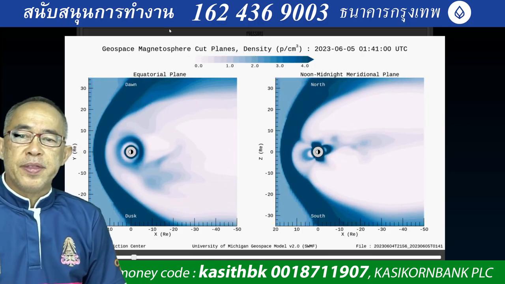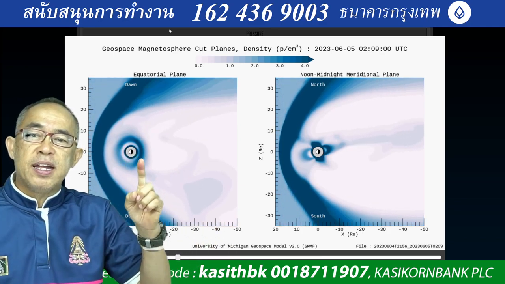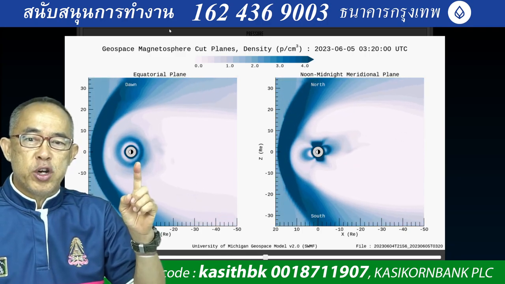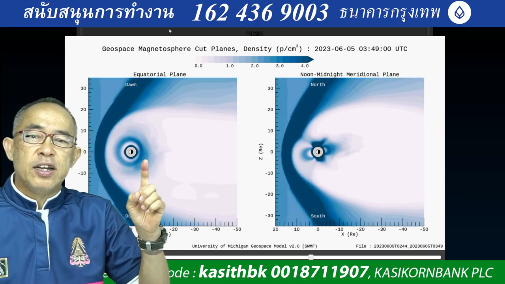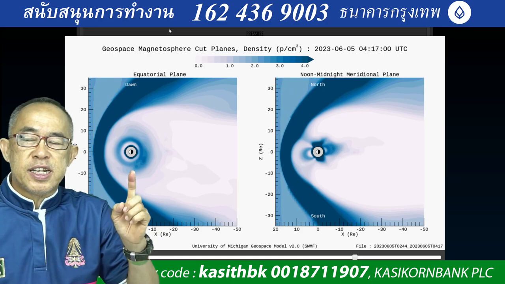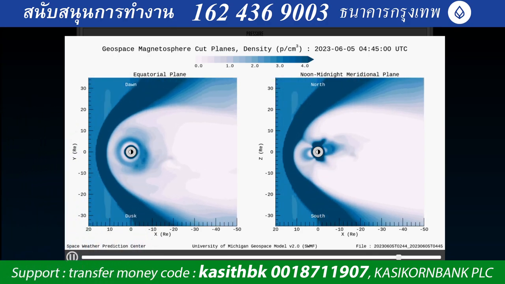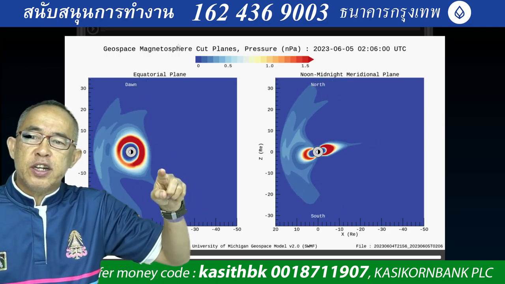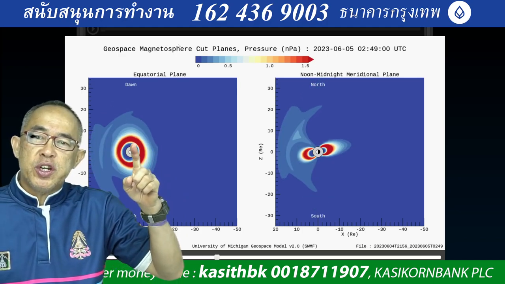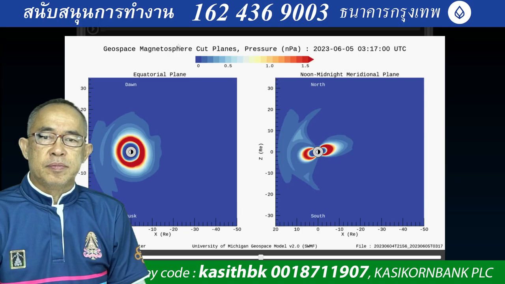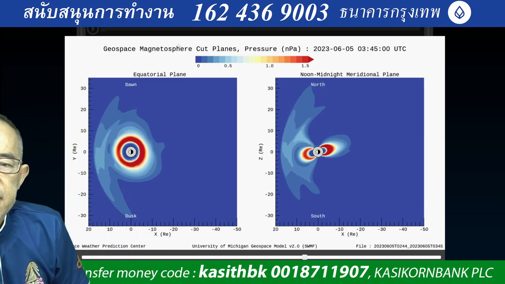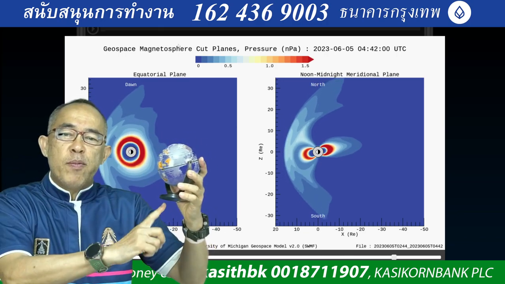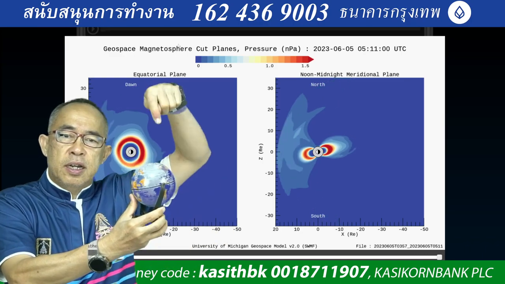Proton density, again, how could the proton density at the back be so dark? It indicates a lot of protons at the back of the Earth at night, not only from our sun. The pressure, how could Earth get pressure from outside, not from the front, not from the sun? And most of the pressure is at the back. Again, the pressure, the energy, does not only come from the sun, it can come from any direction toward the Earth.